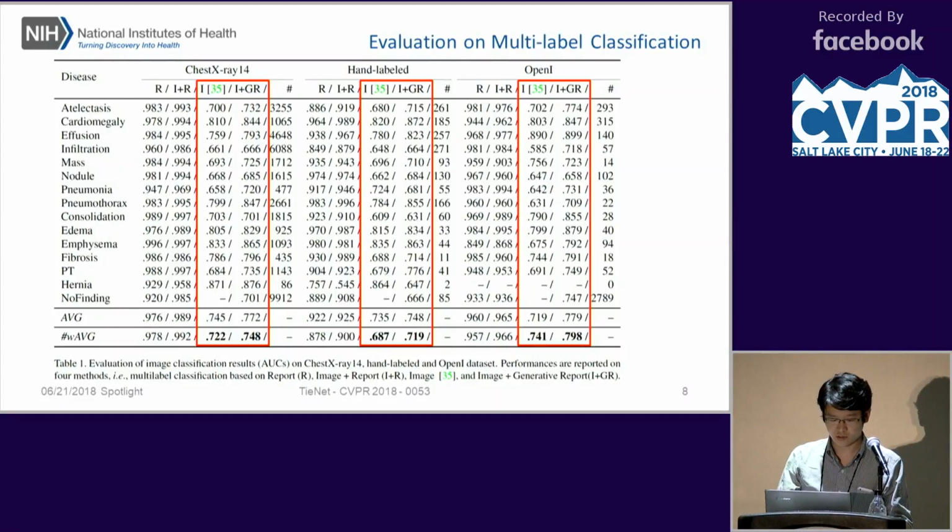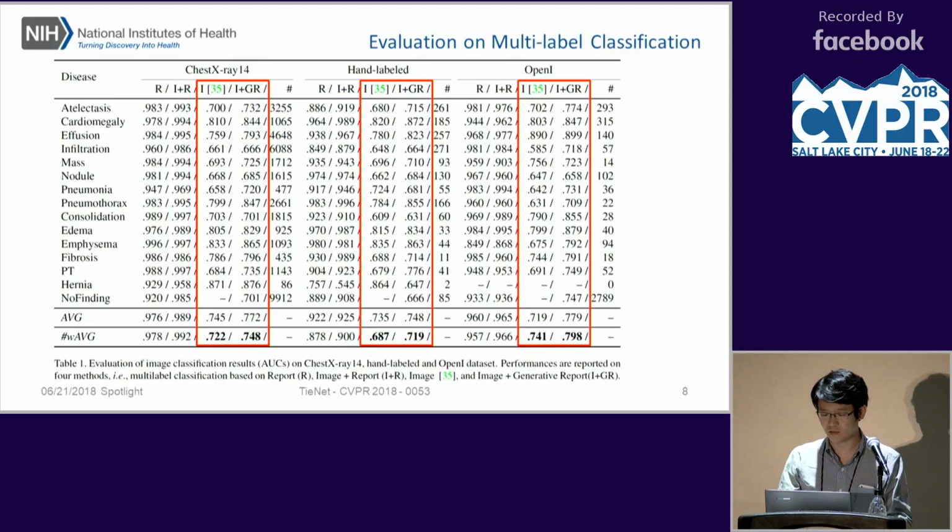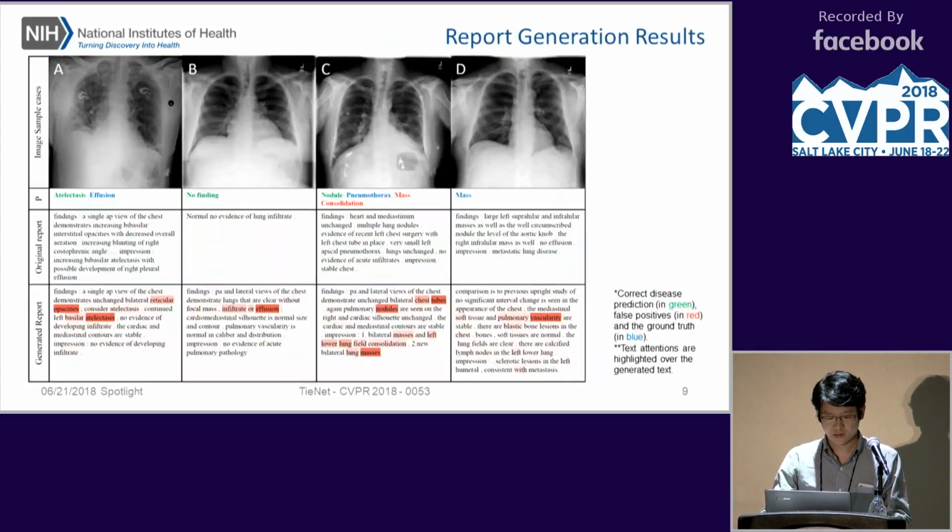Compared to the benchmark, the proposed method is able to improve the classification performance on all three different testing sets by a clear margin. Four sample results are shown here. The generated reports, together with the original reports, are shown at the bottom. Textual attentions are highlighted in red. The content described in the generated reports is strongly associated with the classified disease word, which is a desired feature of our proposed TINET.